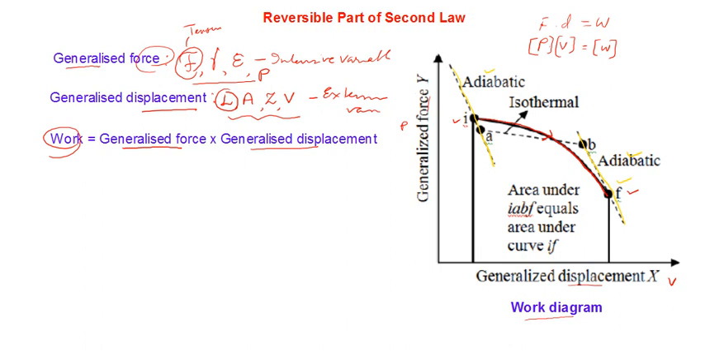Now you can see there is another dashed line here which is labeled AB. So this AB, let it represent an isothermal process. Maybe you think, why do we name IA and BF as adiabatic, and why do we say that this AB is isothermal?